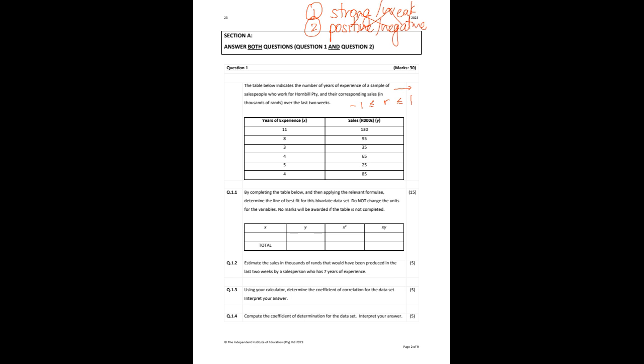Then you have in the last question your coefficient of determination for the data set and interpret your answer. So the coefficient of determination is calculated as r squared. So you'll simply take your answer from 1.3 and you will square it and you will make that answer a percentage. So whatever answer you get when you square r, make sure that you convert that to a percentage. And your answer is interpreted by saying that when the x variable, which is the years of experience, changes, then your y variable, which is your sales, will, sorry, let me write that down for you.